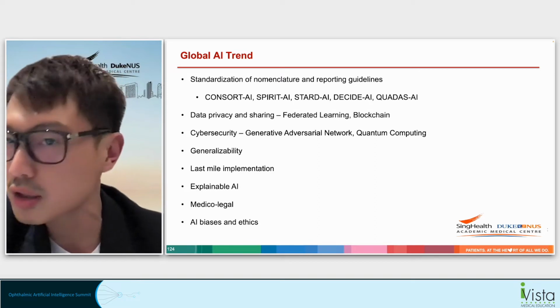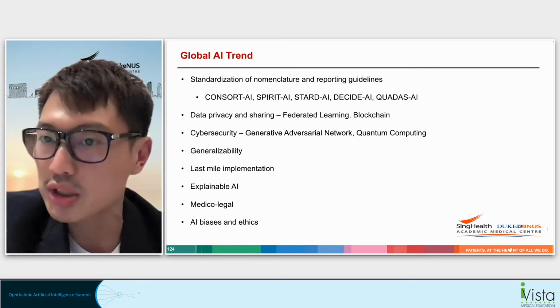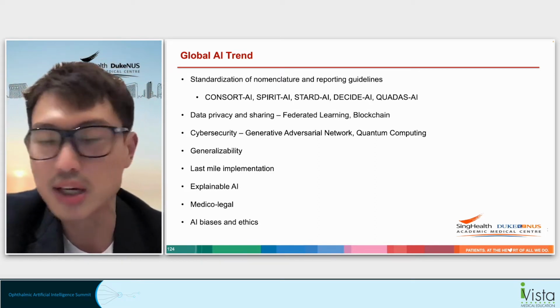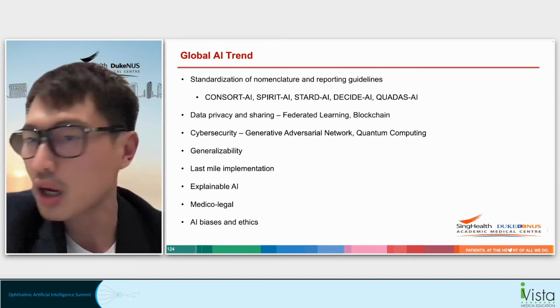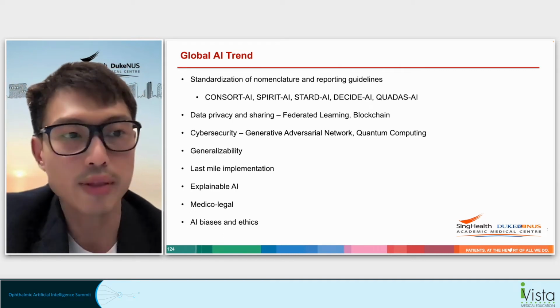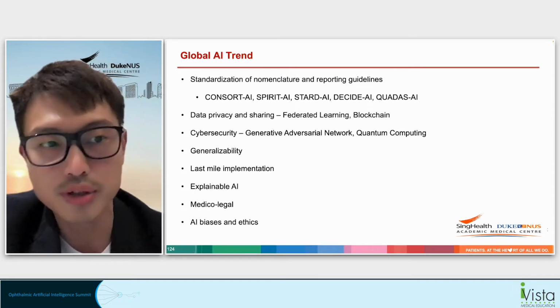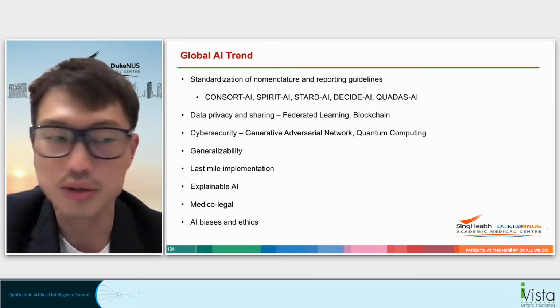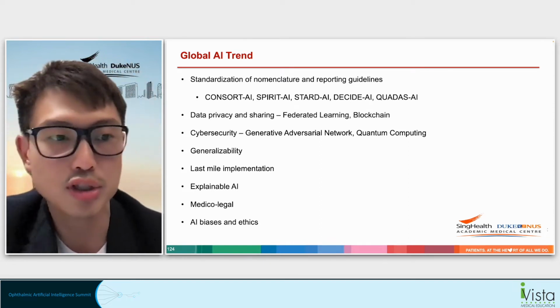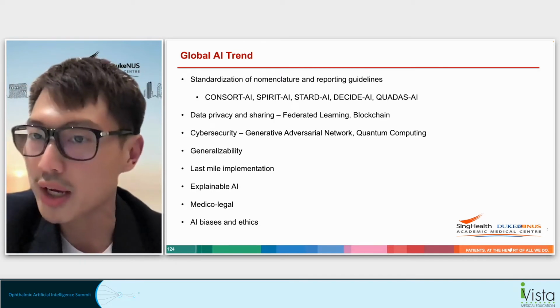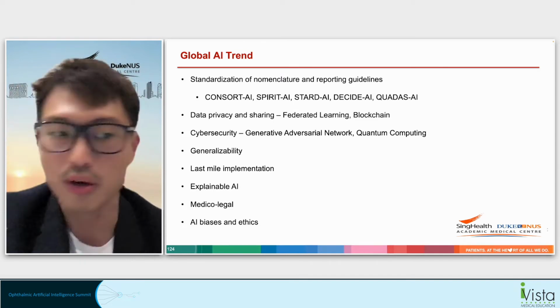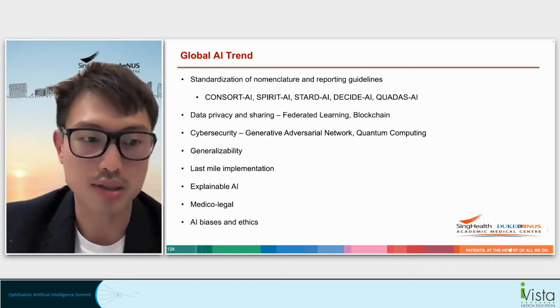So, global AI trends. This is something that I've learned over the past few years: standardizing of the reporting guidelines. How do you handle data privacy and data sharing issues, cybersecurity, generalizability, the last mile implementation? How do you explain what the AI is seeing, and medical, legal, and of course AI biases and ethics as well.